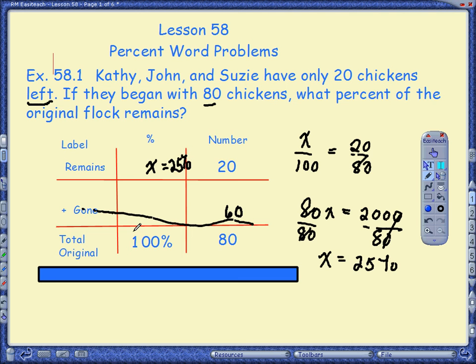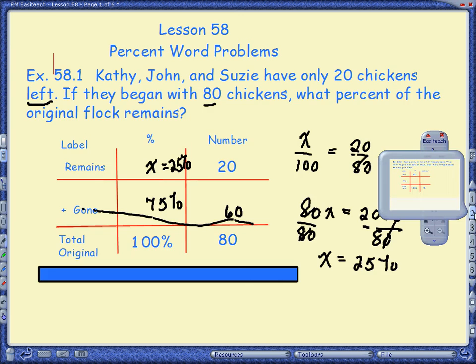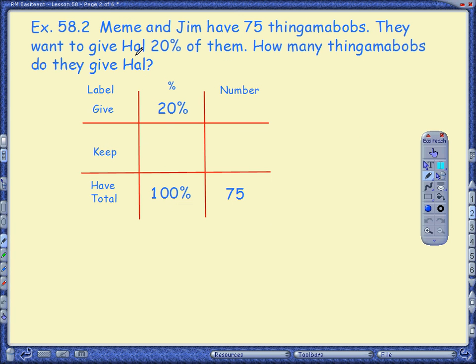We can also find the percent of the flock that left, that went away, by subtracting 100 minus 25. That gives us 75% of the chickens are gone. And that's how we do that example. Okay, example number 2.